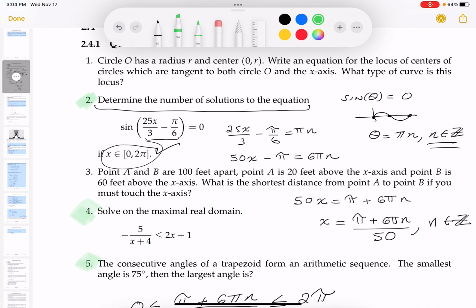All right? They're about the same length and wording, though, aren't they? But it's a circle problem. I think I probably understand what the circles are. It's a circle, has a radius r and centered at 0, r. It's just write an equation for the locus of centers of circles, which are tangent to the circle and the x-axis. What type of curve is this locus? Well, if I don't understand that, I probably couldn't do it, right?